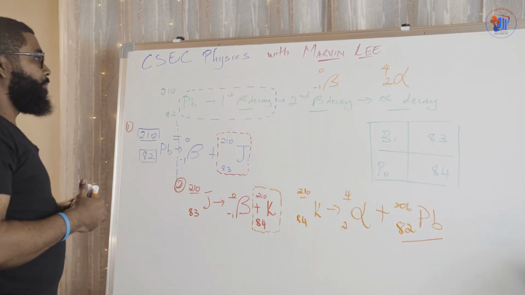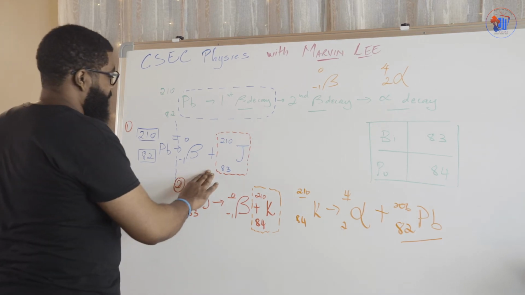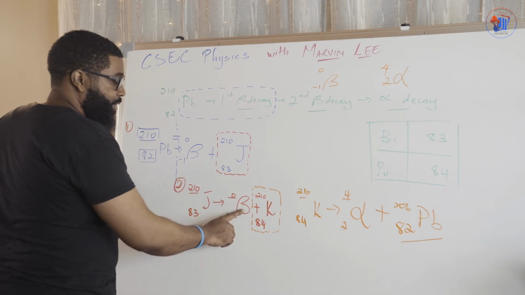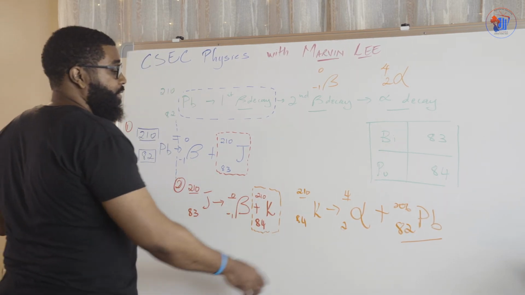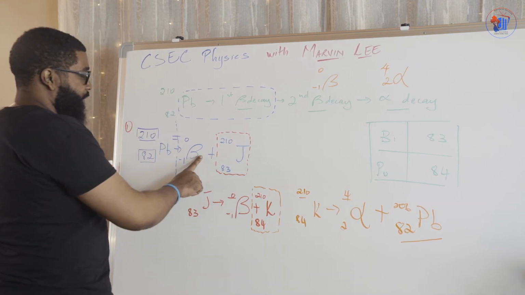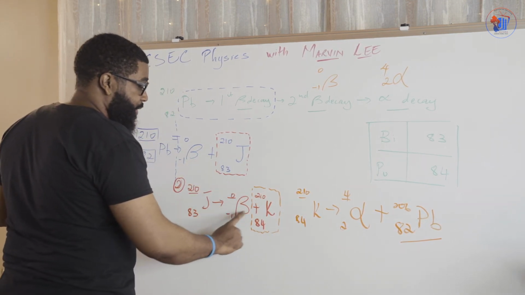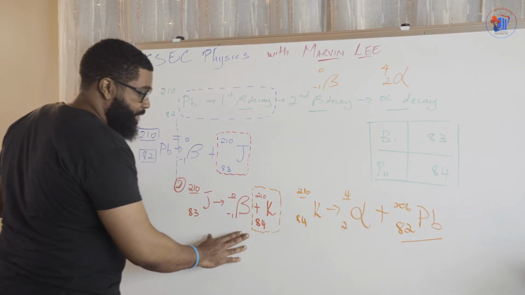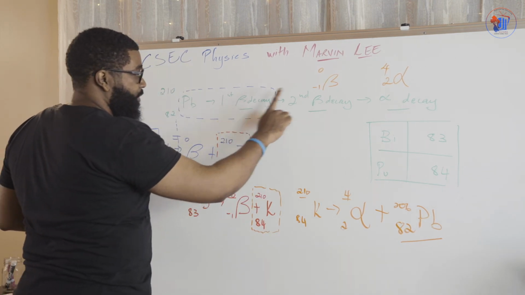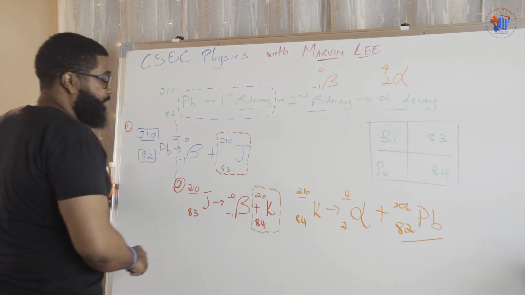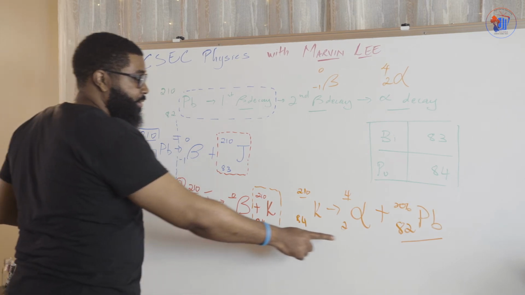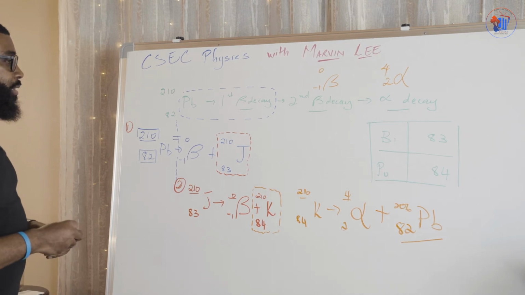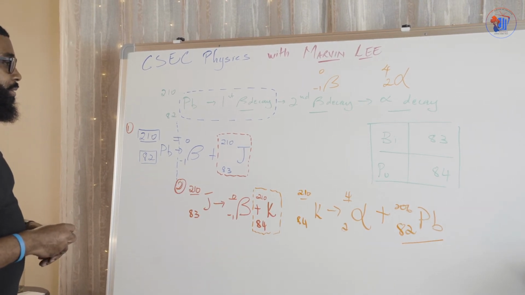So, first equation, we lose one beta particle, we end up with this. Second equation, we lose another beta particle, we end up with that. And finally, we lose an alpha particle, and we end up with that. Beta decay, beta decay, alpha decay. First beta, second beta, and one alpha. Beta, beta, alpha. And that is how we end up with our final product.